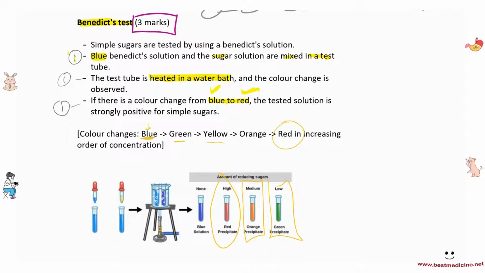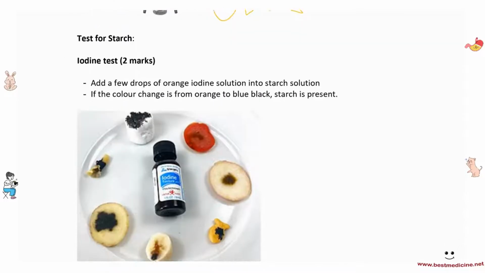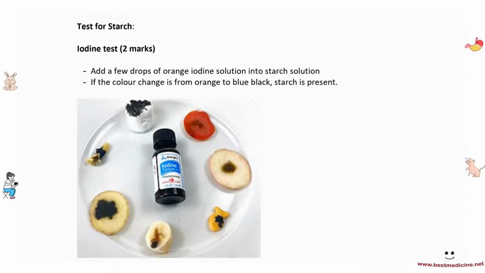Okay? All right, so I hope you guys don't mess around on this and always get full marks whenever you see the Benedict's test. I hope you guys feel happy because you know this. And next up we have starch test. So starch test question usually comes for 2 marks. This is because it's very simple, but basically what you do is you do the iodine test, right? A few drops of orange iodine solution is added onto the sample that you're trying to test. And then the color change is from orange to blue-black. And that is 2 marks.